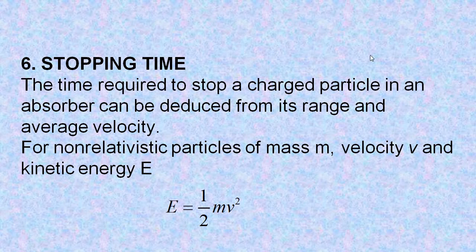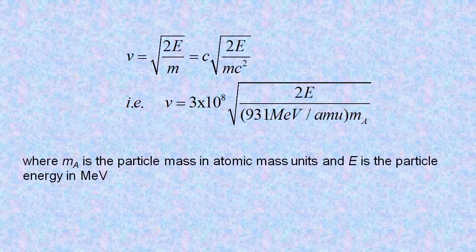And for non-relativistic particles of mass m, velocity v, and kinetic energy E, you can write E is equal to half mv square, the expression for kinetic energy, where v will be equal to root of 2E by m. You can multiply both the numerator and the denominator with c square. So here you have c square, here also c square, and this c square comes out of the root sign. So it is c into root of 2E by mc square.